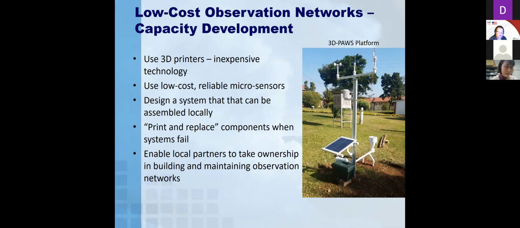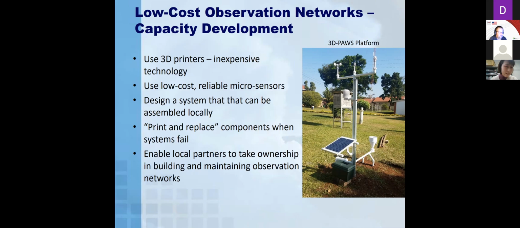So in terms of capacity development, we've really focused on using 3D printers along with other technology to make this project a success. So why 3D printers? First of all, in the past 10 years or so, they've become a very inexpensive but very valuable type of tool to build a variety of different types of sensors or other designs. We've integrated low cost, but based on our analysis, reliable microsensors that are relatively inexpensive, easy to find, and also have good reliability.